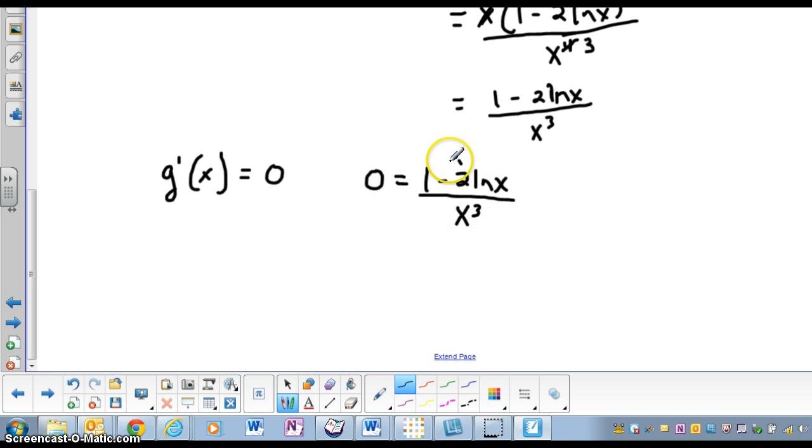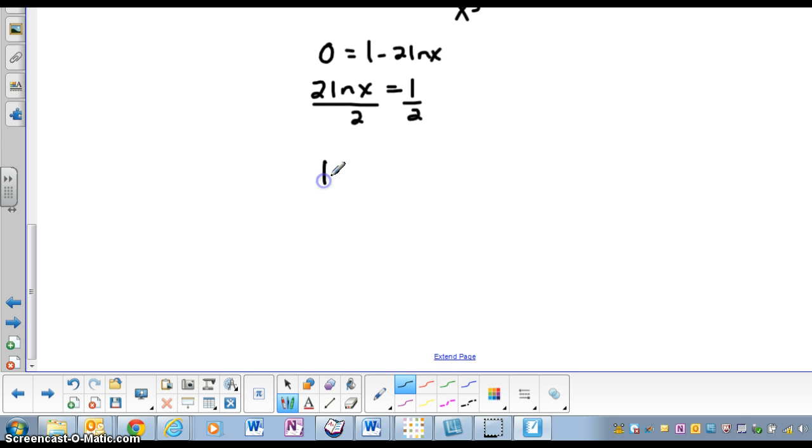When it comes to a rational expression, setting it equal to 0, we only have to show when the numerator is equal to 0. So we're solving for x. First step, I'm going to add 2 times ln of x to both sides. Again, we're trying to solve for x here, so I'm just isolating x as much as I can. And we get ln of x equals 1/2.